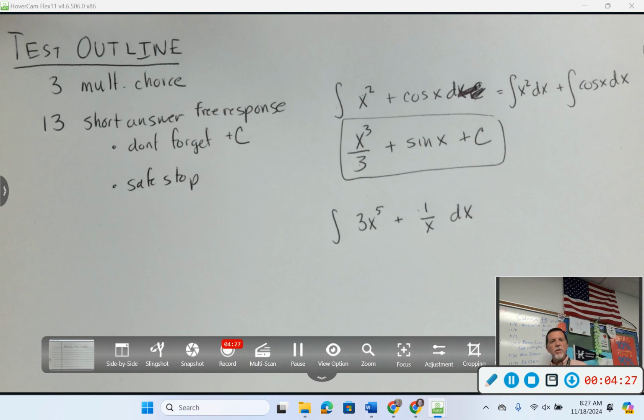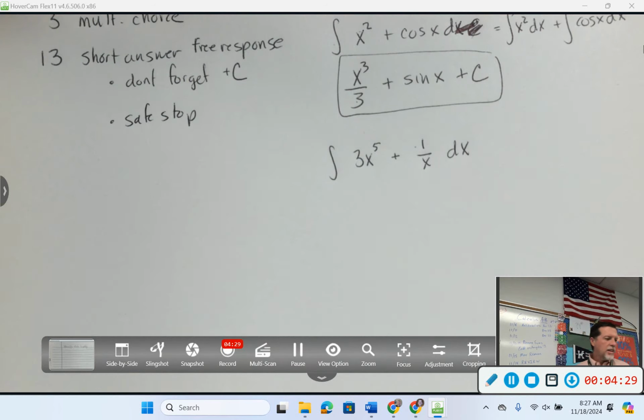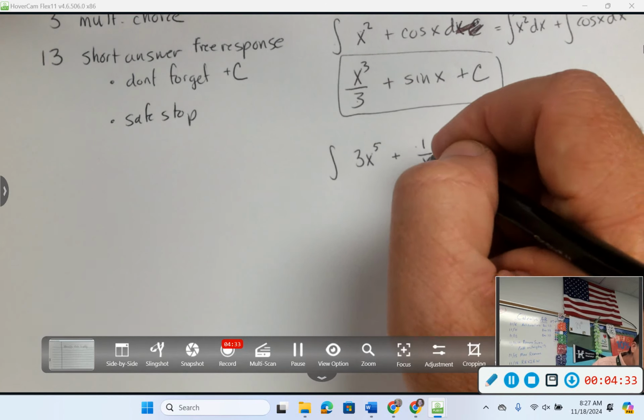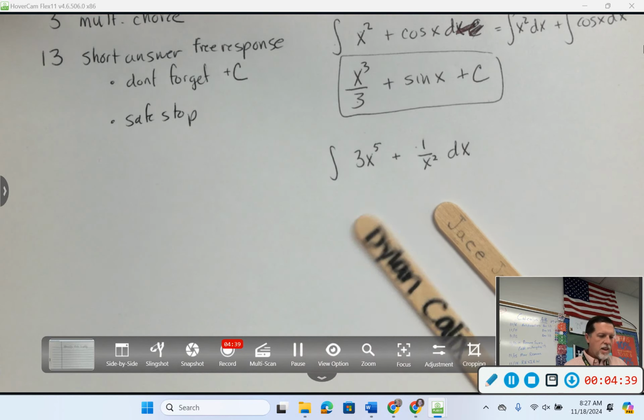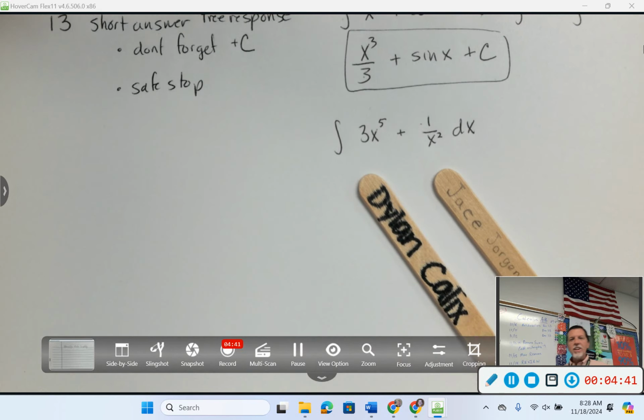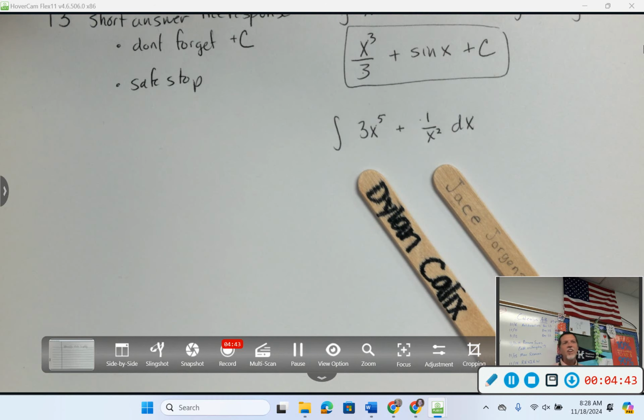So kind of reviewing as we go here. That looks like 2 more chances to pick on people. Let's make that 1 over x squared so that we know how to work it. All right, Dylan, you get the easy one. Jace gets the hard one. Sorry, Jace. Dylan, how about the antiderivative of 3x to the 5th?